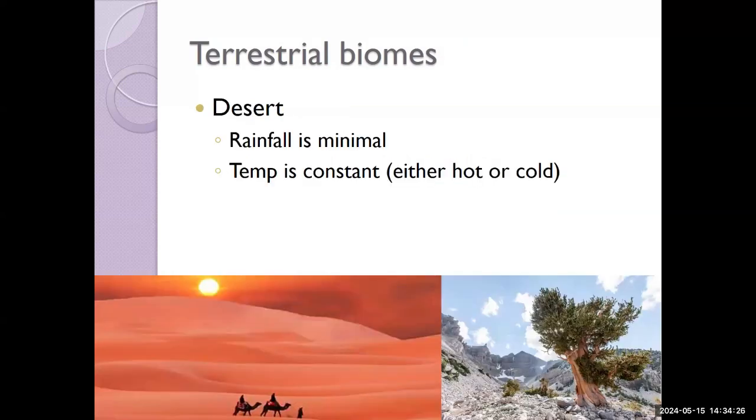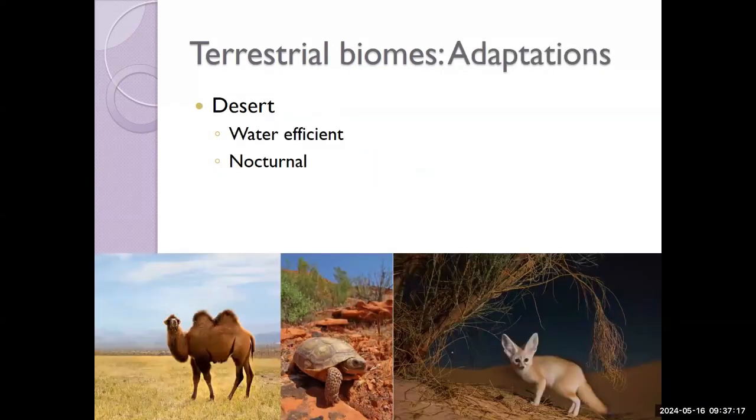In the desert biome, rainfall is minimal and the temperature is constant, but there are hot deserts and cold deserts. In a desert environment, water-efficient adaptations like the ability to store water for prolonged periods of time or prevent desiccation, like a turtle, and having a slower metabolism are common, but so too are nocturnal animals. They hide out during the day when the temperature is the most intense and tend to come out and forage at night when temperatures drop.